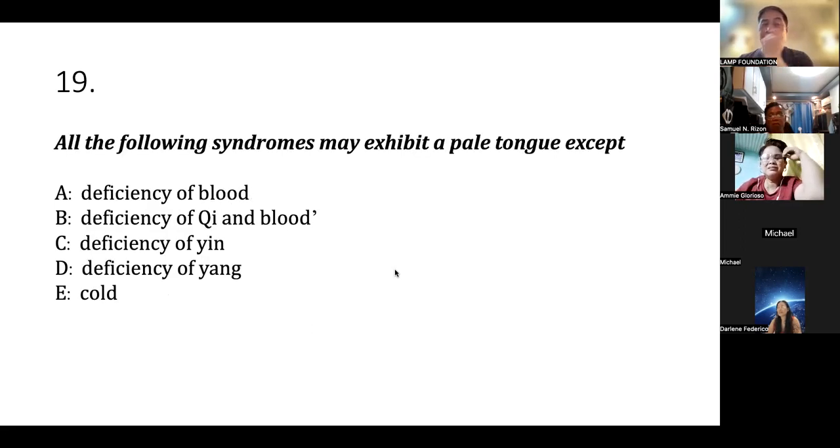Next, number 19. All the following syndrome may exhibit a pale tongue except A. Deficiency of blood. B. Deficiency of chi and blood. C. Deficiency of yin. D. Deficiency of yang. And E is cold. The answer is deficiency of yin. Actually, this is a very vague question, no? Kasi pwede mong sabihin deficiency of yin, pero meron na siyang nag-uumpisa na empty heat. Okay, very good. C is the correct answer.